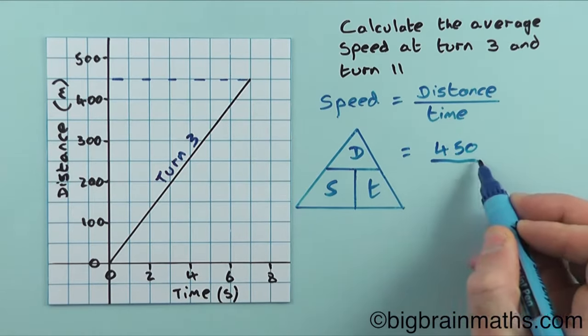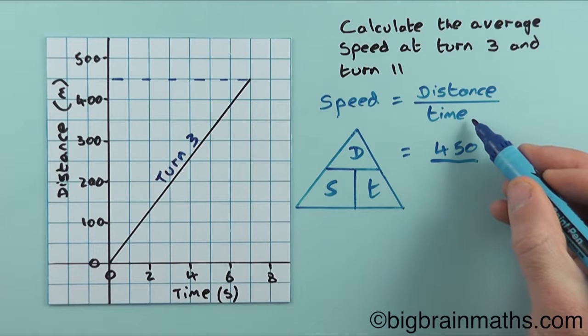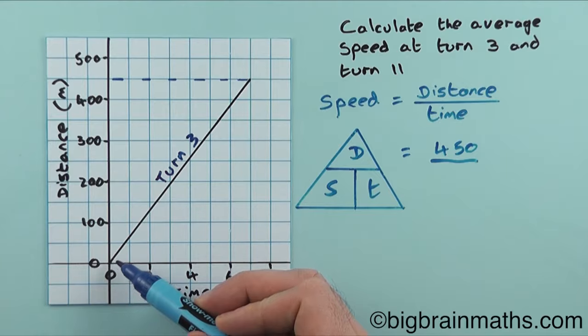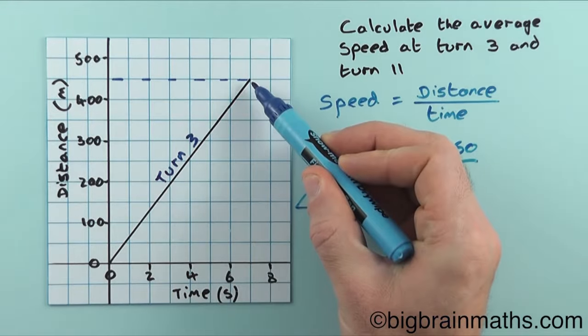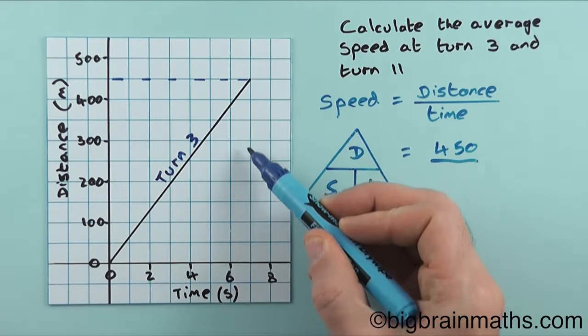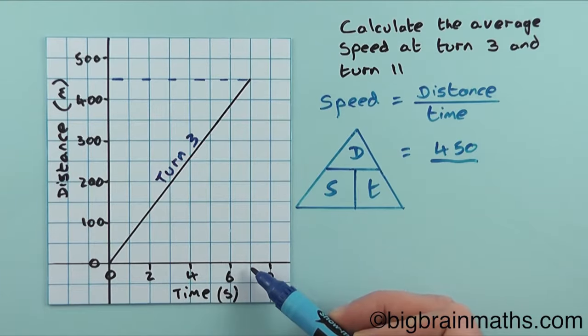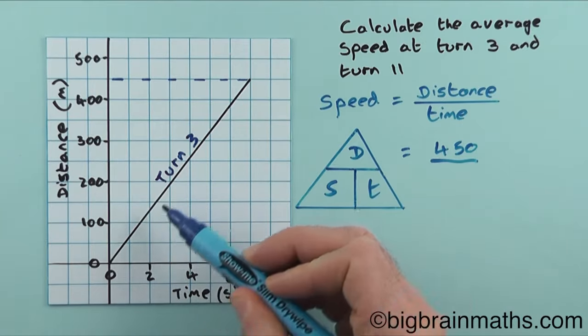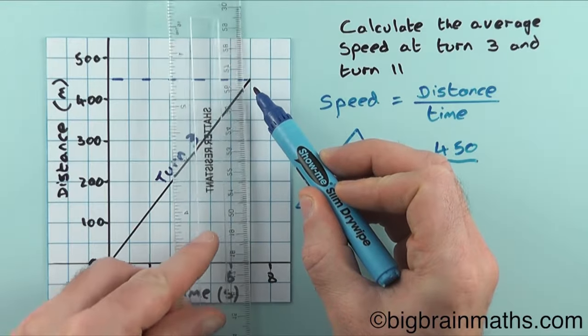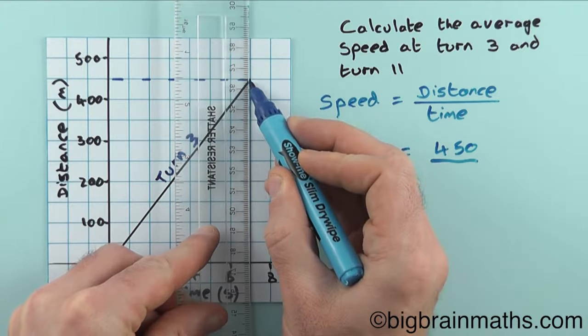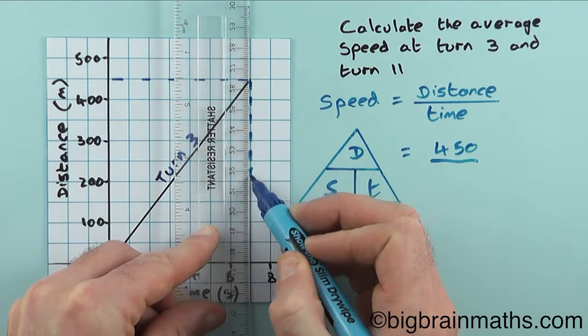And we need to divide this by the time. And to work out the time, we need to do exactly the same. So we go to the line for turn 3, and we go to the end of the line, and this time we need to go down the graph until we get to the x-axis, which is time. But remember, any time that we're reading off values from a graph, we must draw a dotted line on our graph. So we go to the end of the line for turn 3, and we take our ruler, and we draw a dotted line down the graph until we get to the x-axis.